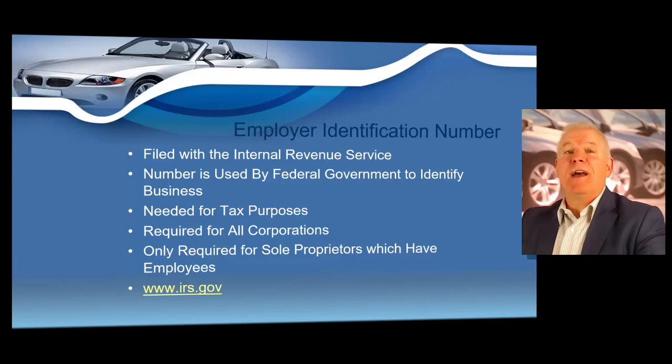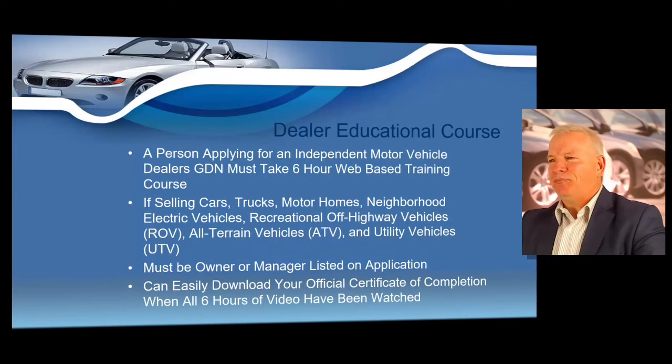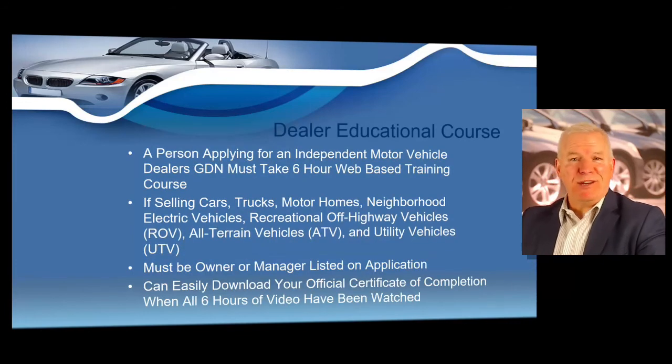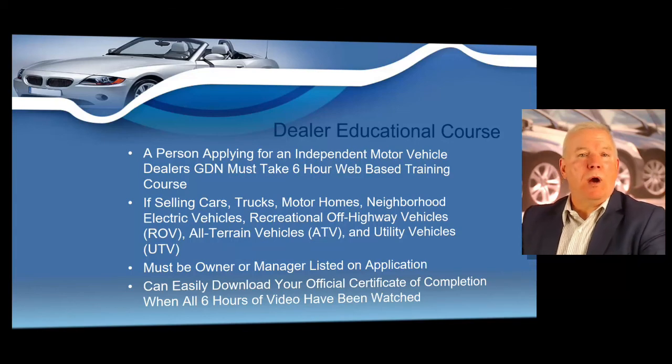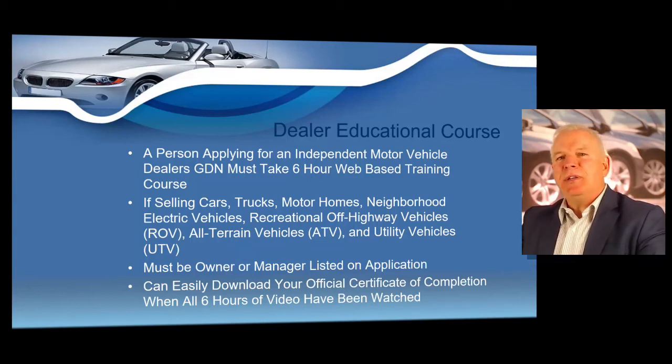And once again, we're going to cover this process extensively later on in your dealer course. Speaking of your dealer educational course, a 6-hour web-based pre-licensing training requirement applies only to dealers with an independent motor vehicle GDN. These dealers are licensed to buy, sell, or exchange used cars, trucks, motorhomes, neighborhood vehicles, recreational off-road vehicles, those are ROVs, all-terrain vehicles, which are ATVs, and utility vehicles, which we refer to as UTVs.